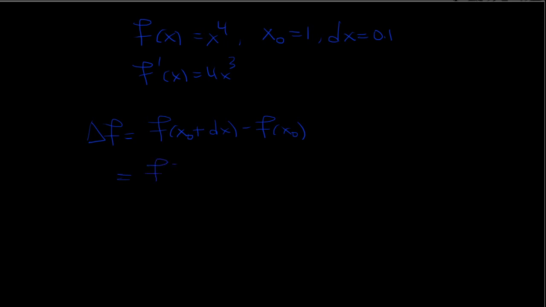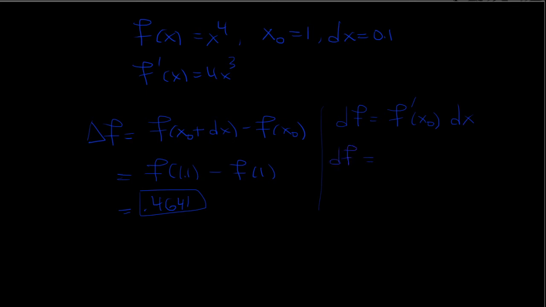X naught is 1, dx is 0.1. Plug that in. So here we get 0.4641, and that's the change. The value of the estimate df will be the derivative of f at x naught times dx. The derivative, if I plug in x naught equals 1, I get 4. Dx is 0.1. So the value of my estimate is 0.4.